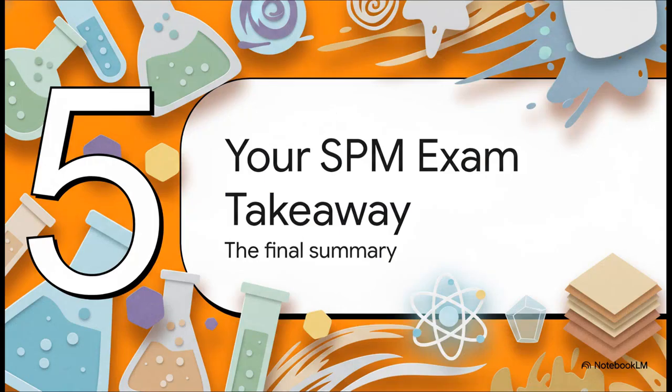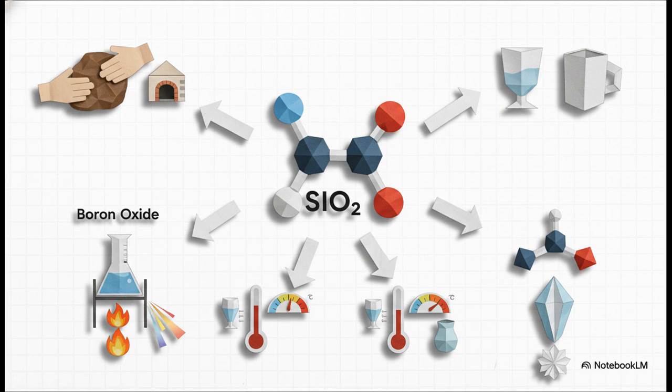We're in the final stretch now. I know we've covered a lot, so let's boil it all down to the absolute must-know facts, the key takeaways for your SPM exam. Look, if you remember only one thing from this whole session, make it this. For your exam, you have to connect the chemical composition to the property, and then connect that property to its use. For instance, why is borosilicate glass used in labs? Well, because adding boron oxide, that's the composition, makes it heat resistant, that's the property, which is perfect for lab work, that's the use. If you can make those connections, you are going to score top marks.